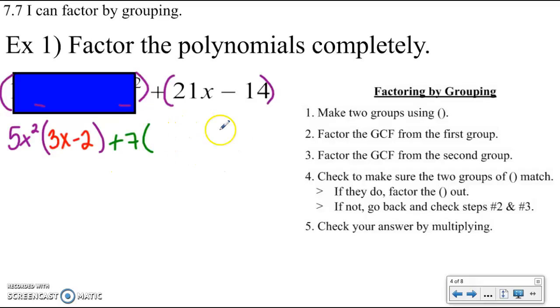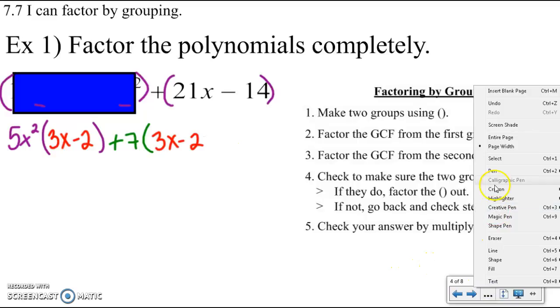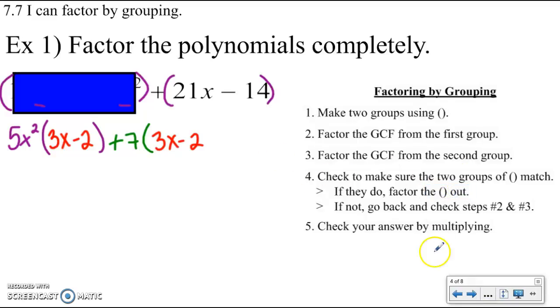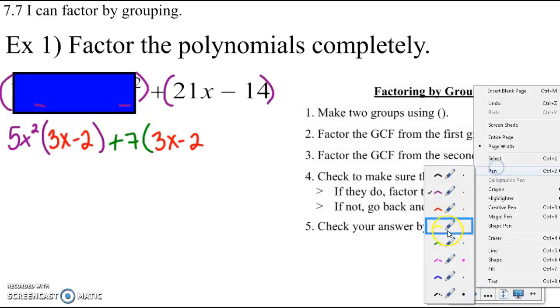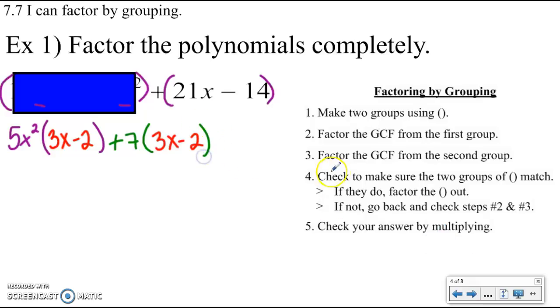So to figure out what's left in my parentheses, we're going to divide. 21 divided by 7 is 3. I had an x, but I didn't do anything with those x's, so that's going to stay there. Negative 14 divided by 7 is negative 2. And again, we didn't do anything with the variables, so we're going to go ahead and leave that like it is.